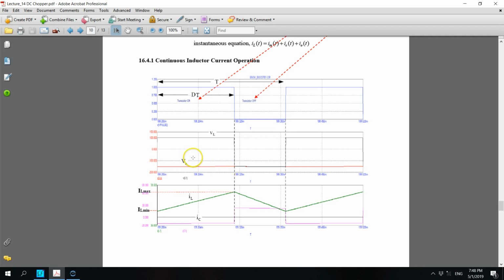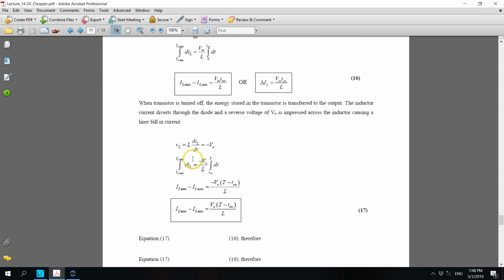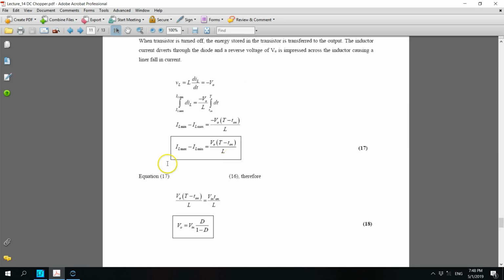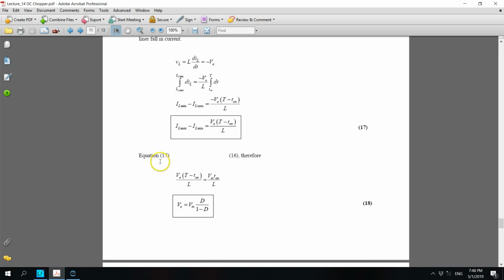Okay, so look at the equations. This is the equation when the transistor is off. You can see that VL equals L di/dt equals minus Vout, and we integrate that, and therefore finally we find that IL max minus IL min equals Vout (T minus Ton) divided by L, and we know that these two equations are equal to each other. You can equate both equations 16 and 17, and after doing that, you can see that the output voltage is defined by Vin D divided by 1 minus D.